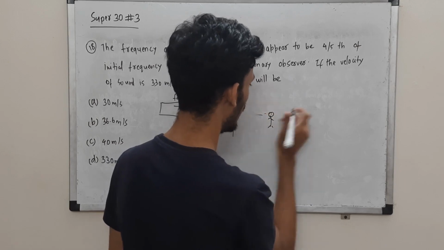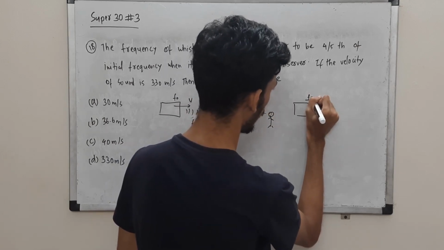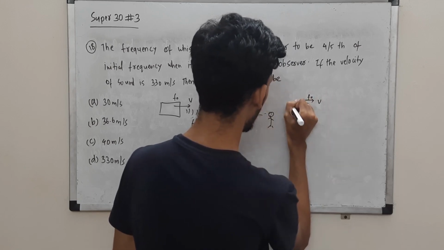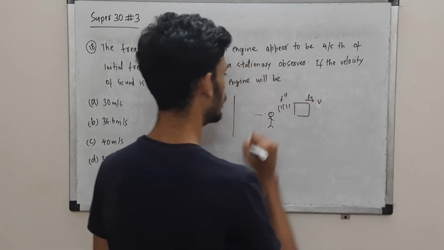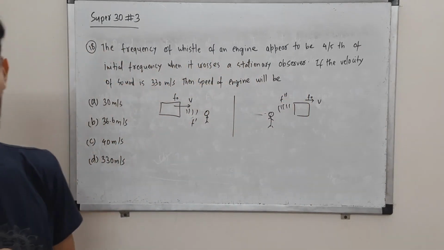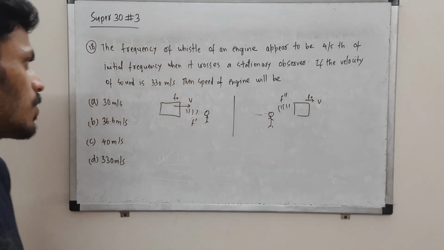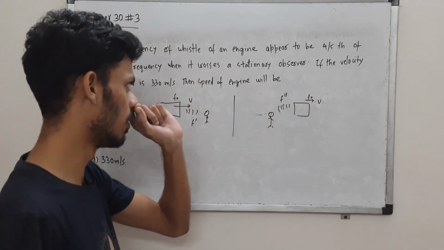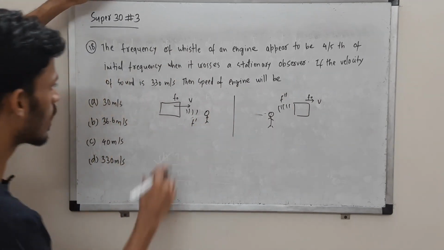And this is crossing the observer. Again, of course, the frequency is f0, and it is moving with the same velocity, but here it is moving away from the observer. So the frequency observed by the observer will again change. Now it becomes f double dash. So this ratio is 4 by 5 or 5 by 4. We'll see that.